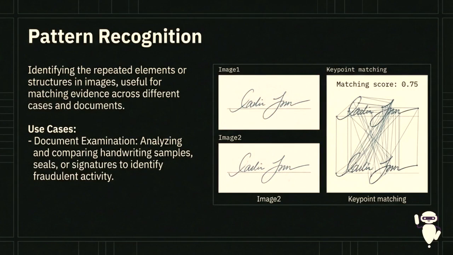Beyond sorting, we can use pattern recognition techniques to find repeated structures across different documents. Like in document examination, we can use AI to analyze and compare handwriting, signatures, or seals to identify possible fraud activities. Here we can use it to identify whether it's the signature of the same person or not. Like this one has a matching score of about 0.75. Maybe it's trustable that this document is from the same person.